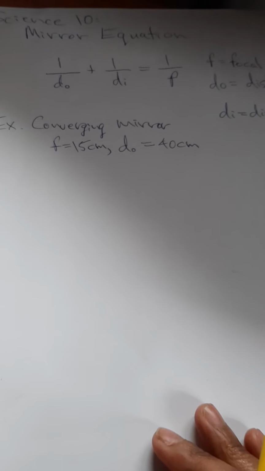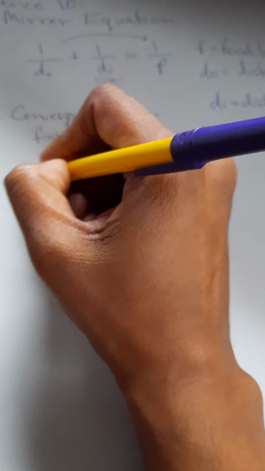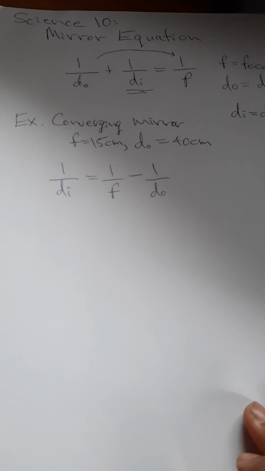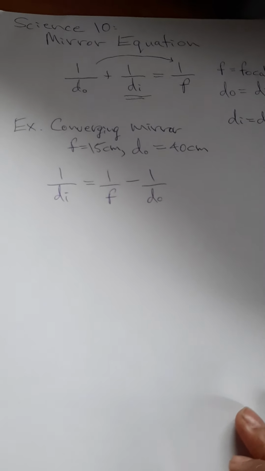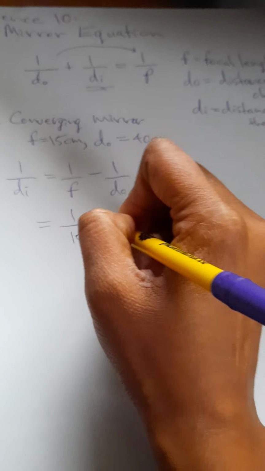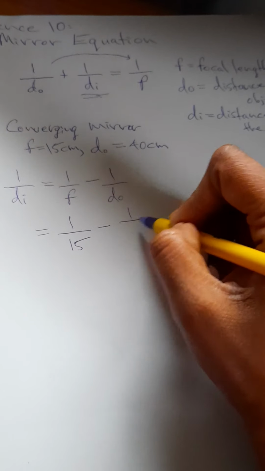What we're going to do is apply this formula. If you look at this formula, I'm going to be looking for the di, which is right here. I'm going to underline it. And I'm just going to rearrange this formula. So let's write 1 over di, which is equal to 1 over f minus 1 over dO. So this is my equation. I'm just going to plug in the values into my equation. So the focal length is 15, so 1 over 15 minus 1 over 40.